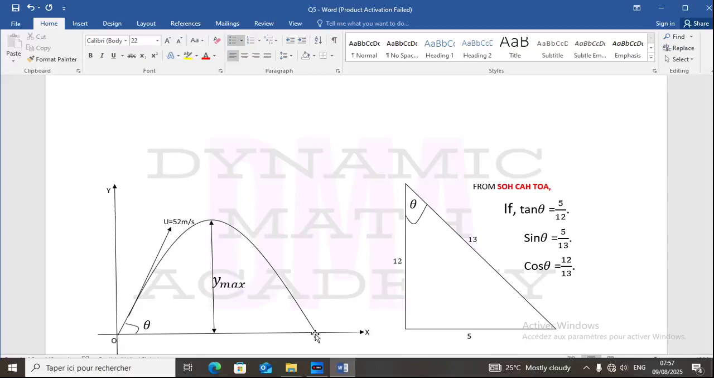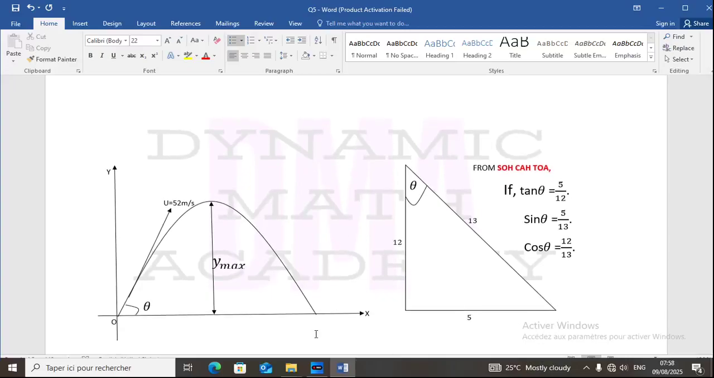Now let me explain what I understood from this, that everybody should equally understand. It means that the particle took 1.5 seconds to attain a certain height, that was 18.75. Then 2 seconds to attain the maximum height. That means when t equals 2 seconds, the particle was already at its maximum height, at this point here. Then the particle took 2 seconds again to attain the ground.